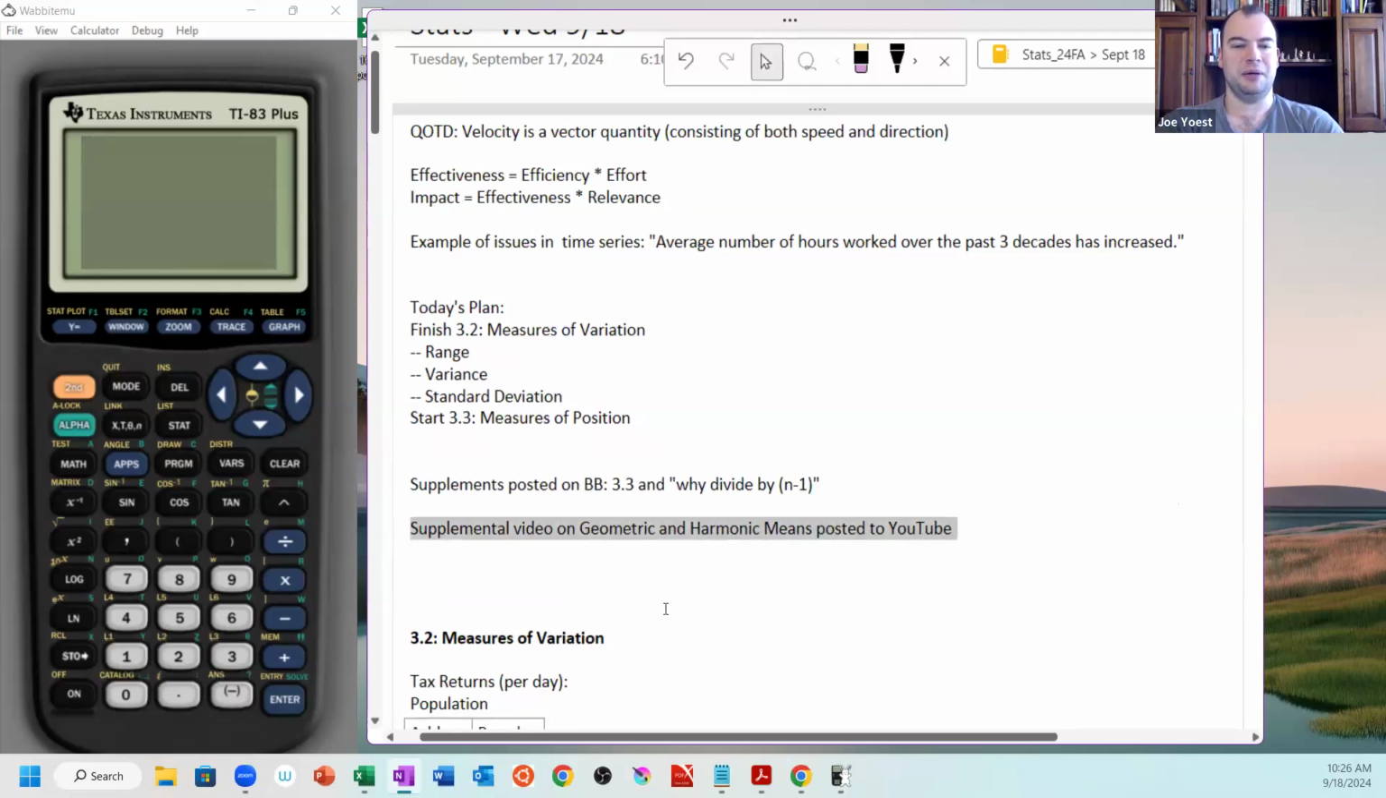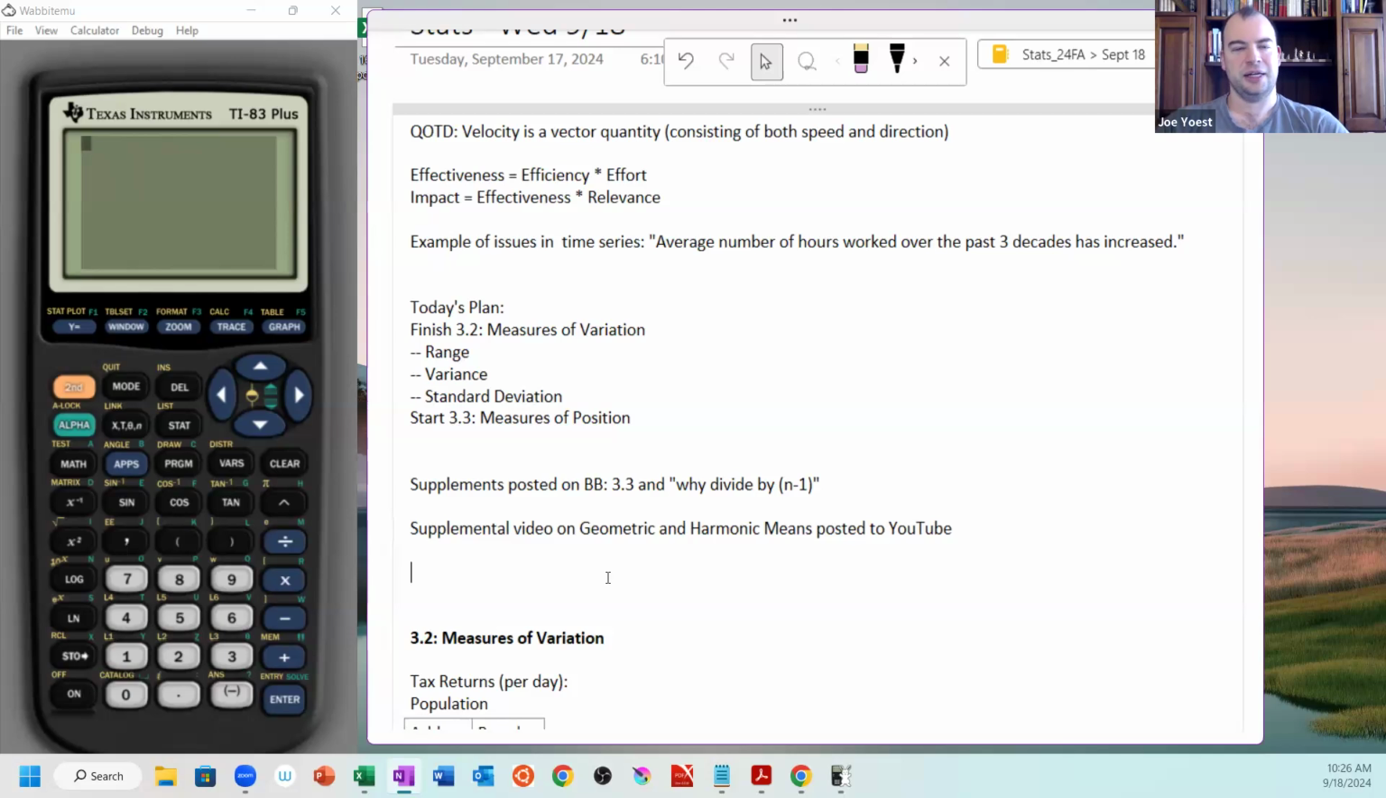Also, as I mentioned last time, and I think I sent out an announcement as well, there's a supplemental video on the YouTube playlist on the geometric and harmonic means. It should be at the top of that playlist. I had to manually reorder it, so if that stuck, it should be near the top, though Monday's class might be above it. Definitely take a look at that supplement. It's 17 or 18 minutes long, and it introduces you to these two other means that are important in different contexts, but that we skipped over for time considerations.